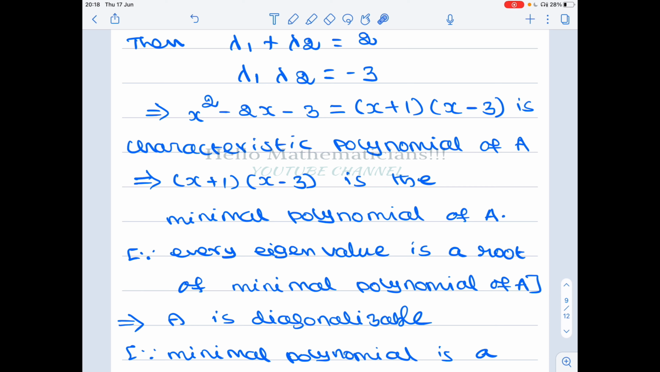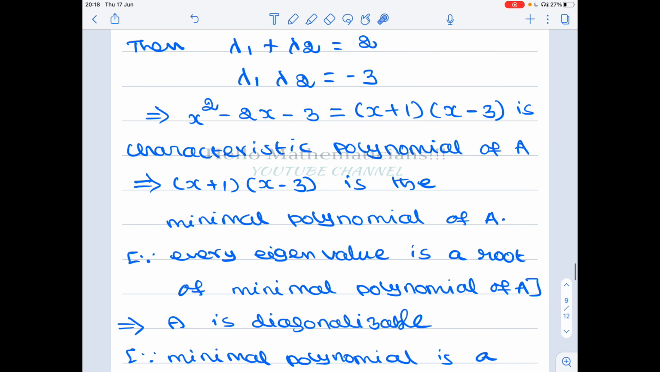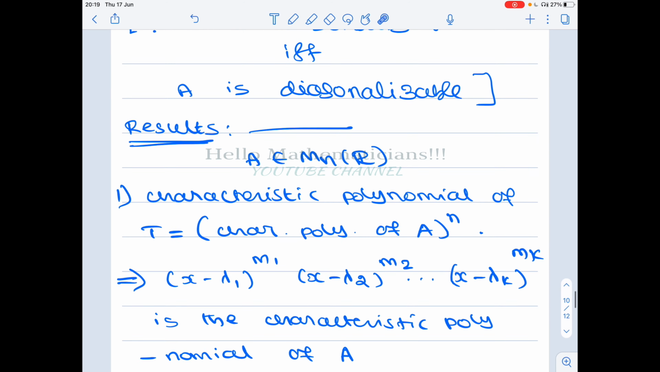Now this is the minimal polynomial of A. If this is the minimal polynomial of A, then this is the minimal polynomial of T also. If this is the minimal polynomial of T, then what can be the eigenvalues of T? Again, minus 1 and 3 are the eigenvalues of T. Only the multiplicity changes.